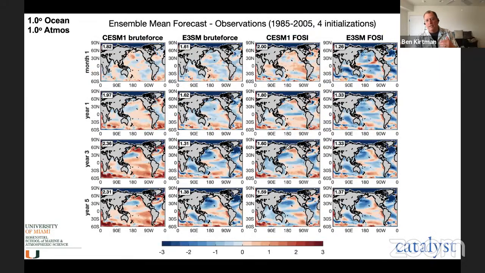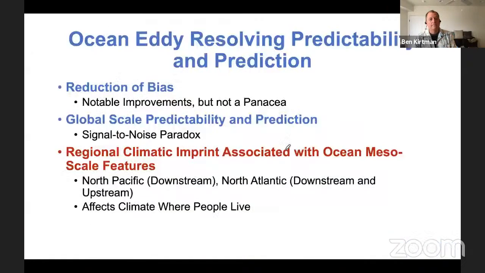And this is just an advertisement that we're starting to do these prediction experiments that I'm going to be reporting on in just a second. We're starting to get them done across the various models, CESM and E3SM, and this is the control set, and we're also going to be doing that at these eddy resolving resolutions. So just a bit of an advertisement for what we're going to be doing.